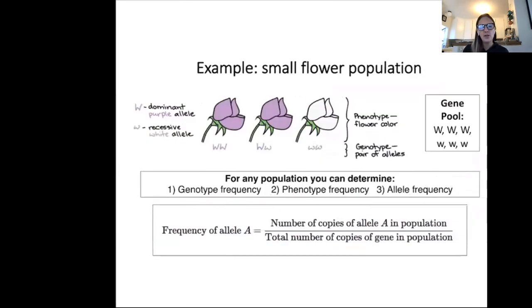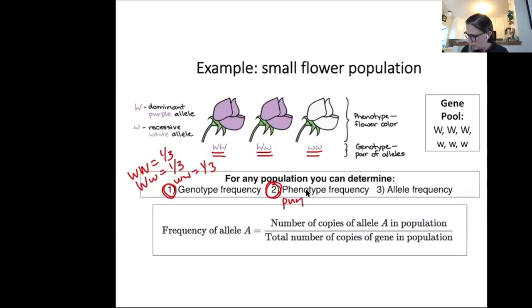All right, so let's take this very small example of 3 little flowers, right? It's a very small population. And luckily, I tell you here what the genotype is, right? So for any single population, we are going to be responsible for determining the genotype frequency. So the genotype frequency here would be 1/3 homozygous dominant, 1/3 heterozygous, and 1/3 homozygous recessive. We can also determine phenotype frequency. So purple would be 2/3 and white would be 1/3. And then we can figure out allele frequencies. This is something new that we haven't done before.